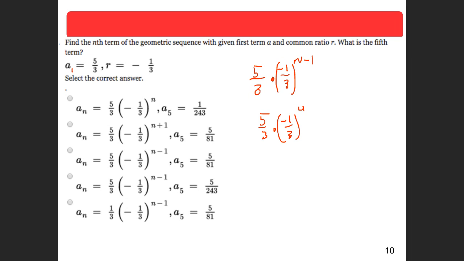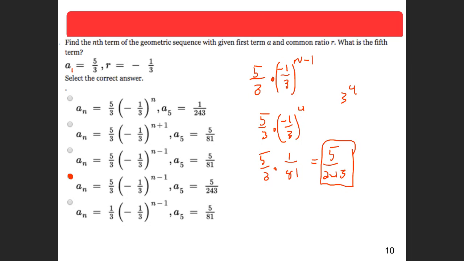Now I might do this without a calculator. This is 5/3 times. Now I know that if I take a negative number to an even exponent, it will be positive. So I just need to know what 3 to the fourth power is, which is 81. So now if I multiply this across, I end up with 5 over 81 times 3, and that gives me 243. So this would be the fifth term. Okay, so what is that? 5/3. So this letter right here, letter D.